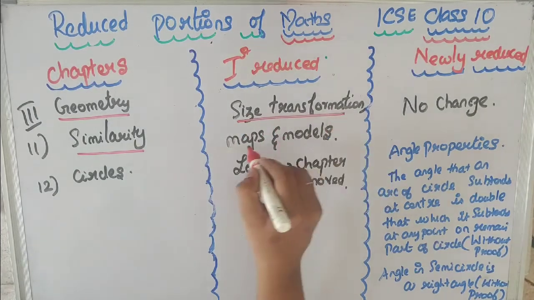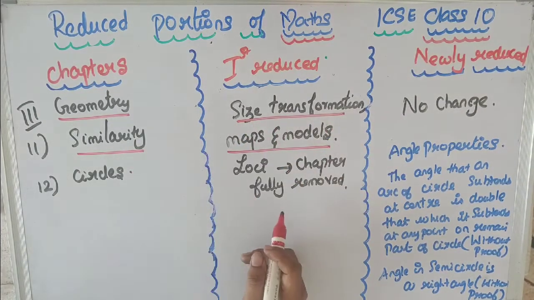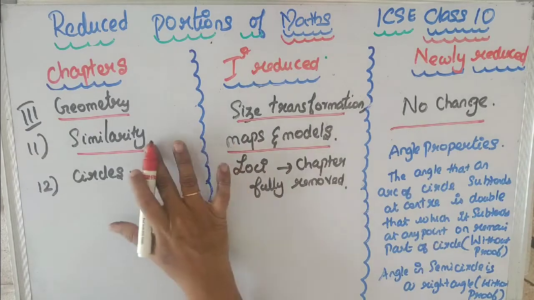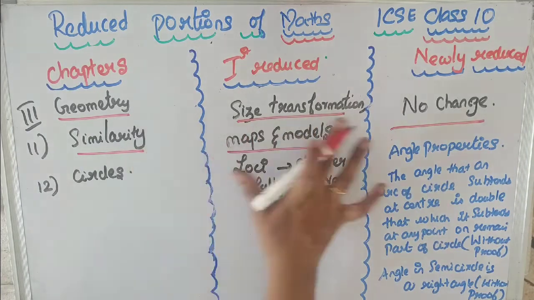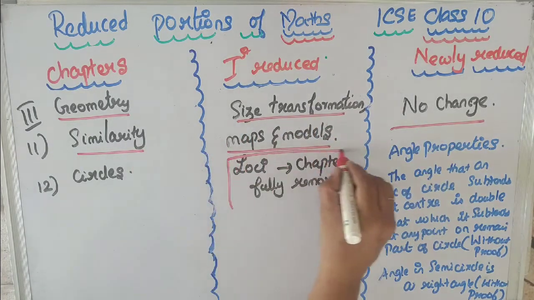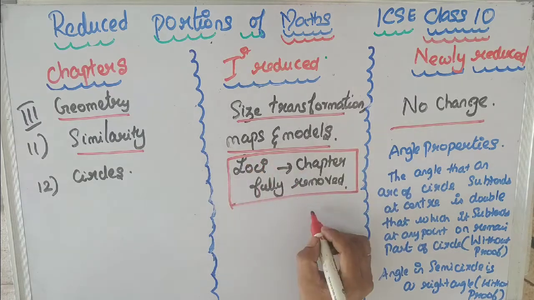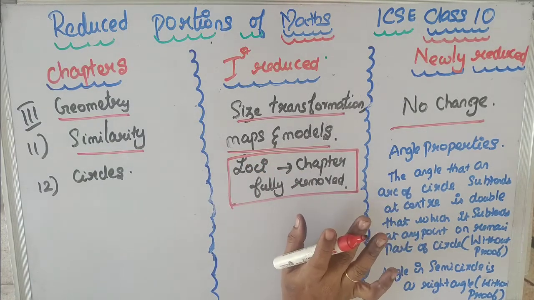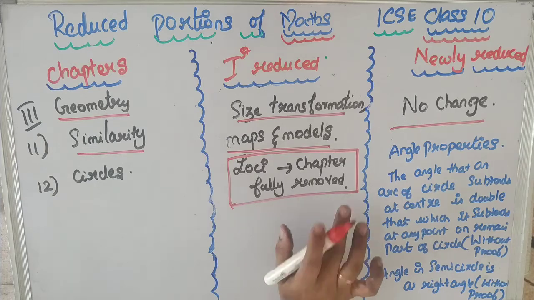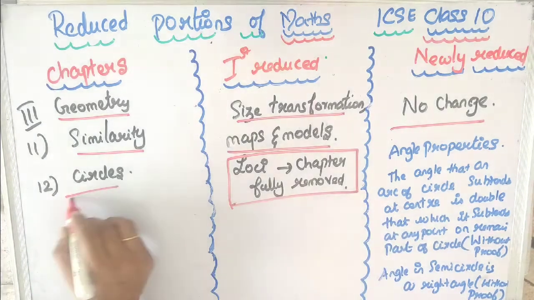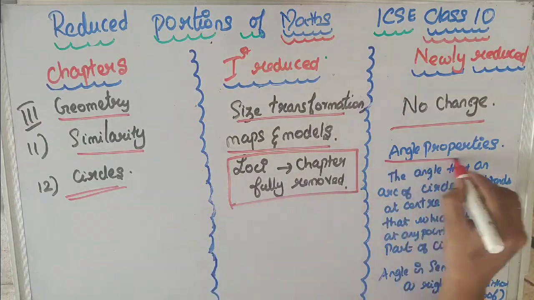Here during the first reduction, size transformation and maps and models, these two topics are reduced, and in the next reduction there is no change. Okay, the chapter loci is completely removed. Now let's go to the 12th lesson, circle.